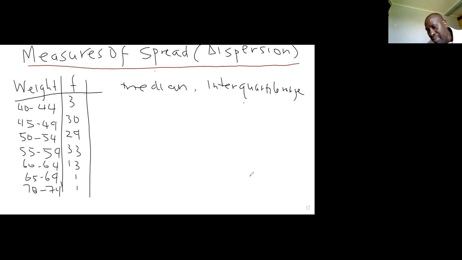That's our simple assignment quickly. So what do we do? We come up with the cumulative frequency. Whether you're going to draw or calculate, you need the cumulative frequency. So the cumulative frequency will be 3, 33. Then this is 62.